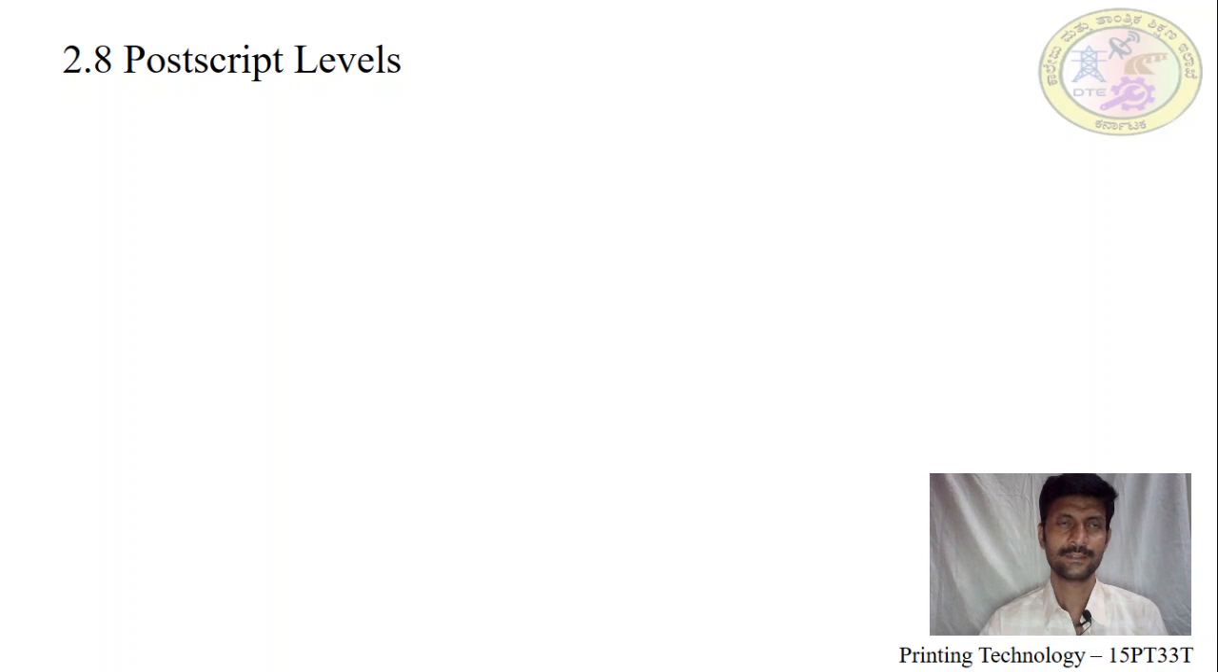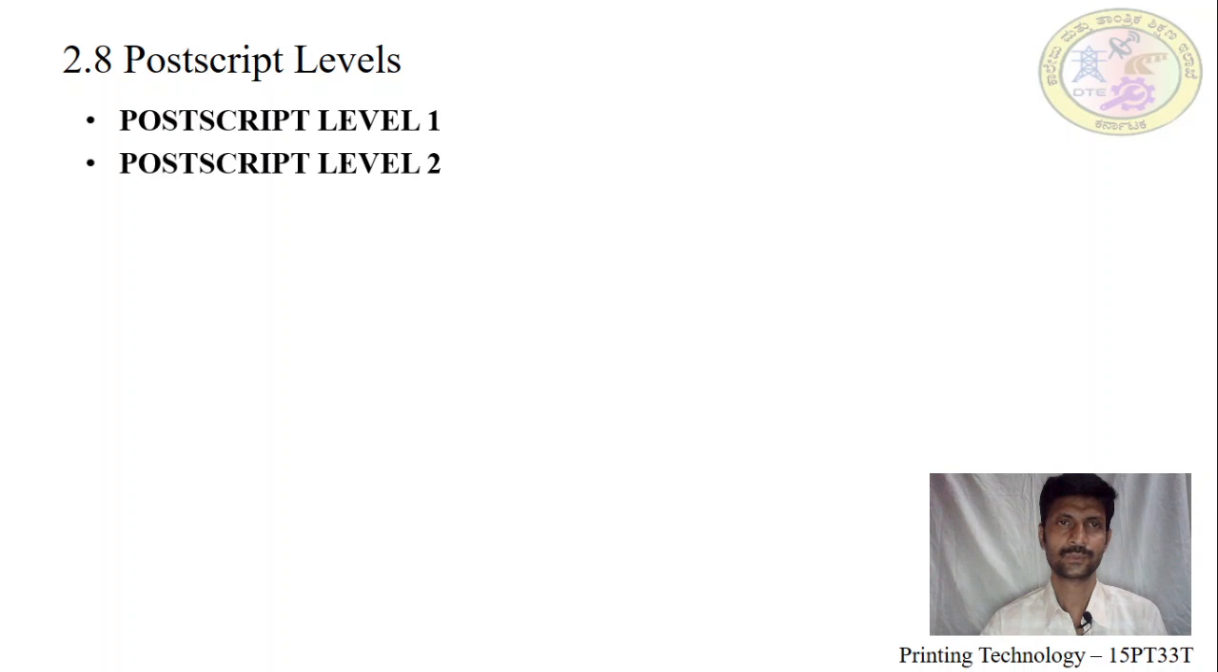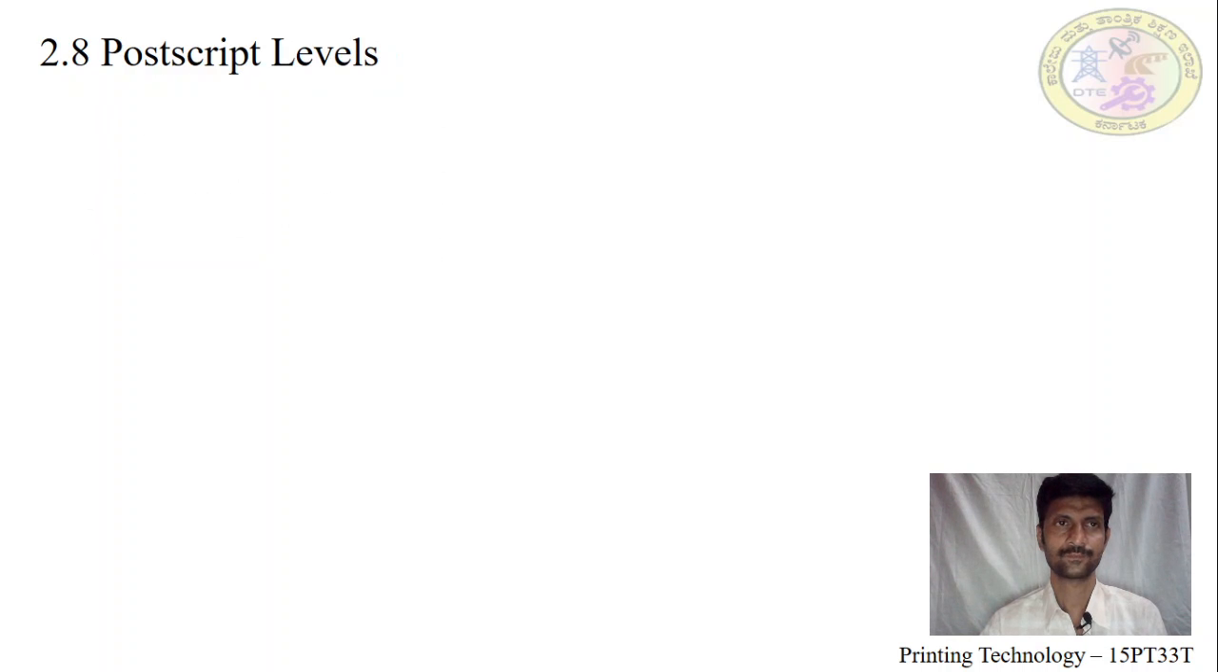Next, we will see the PostScript levels. What are all the levels and what are their functions? There are four types. One is PostScript Level 1, second is PostScript Level 2, third is PostScript Level 3, fourth is PostScript Level 4.